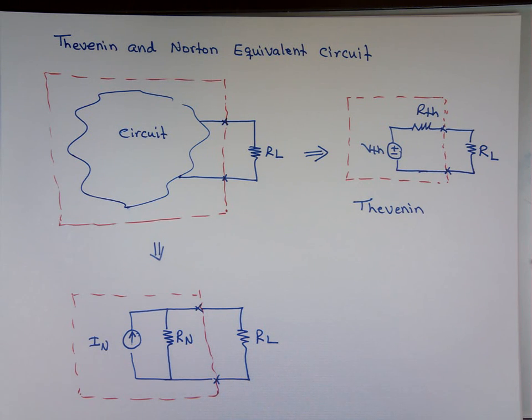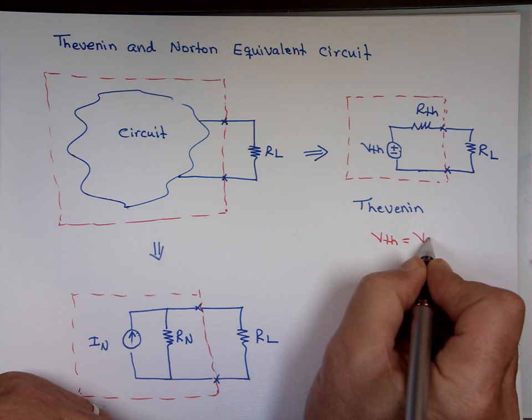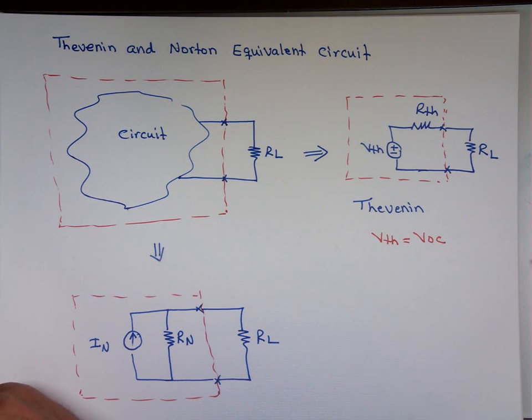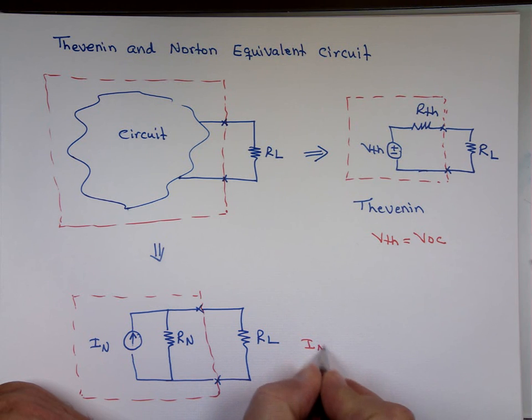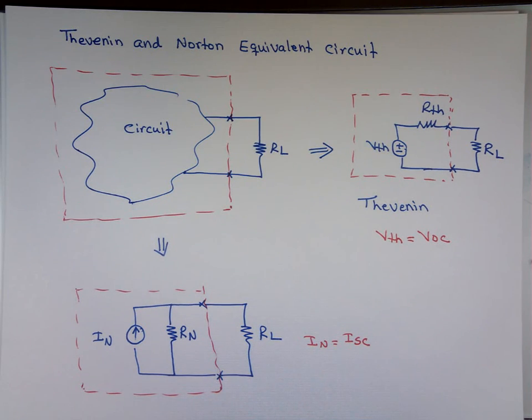I can tell you to find V Thevenin, usually that's V open circuit, unless your circuit does not have a source in it, source free. And I Norton normally is I short circuit. R Norton is the same as R Thevenin, the way we find them.